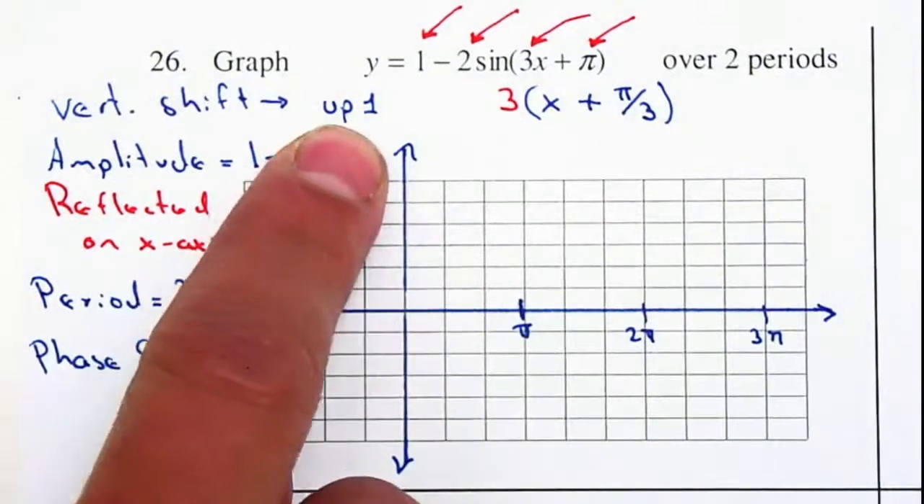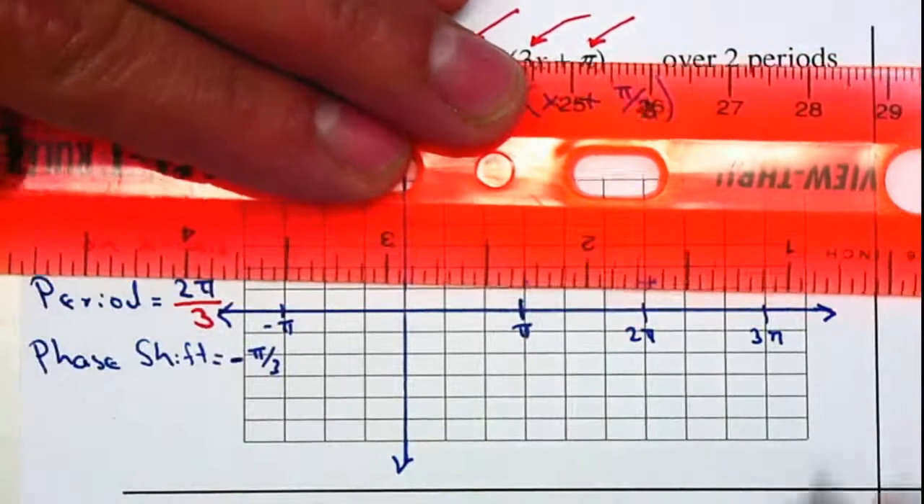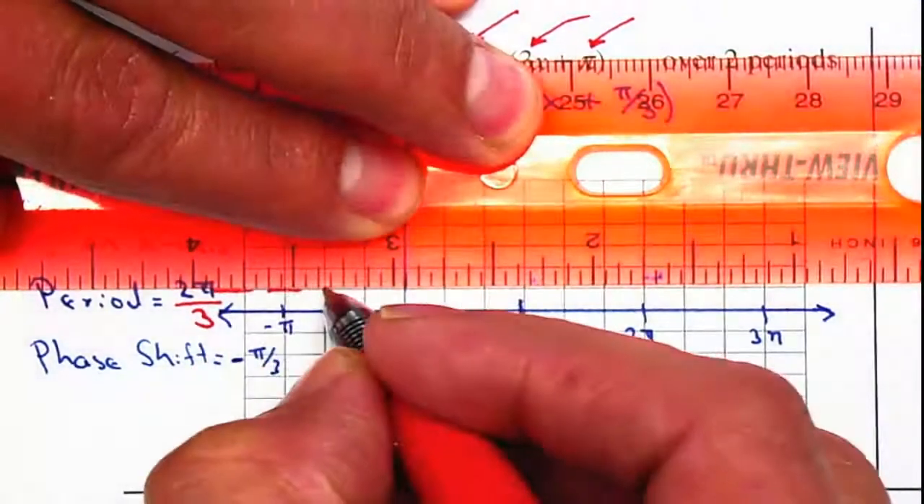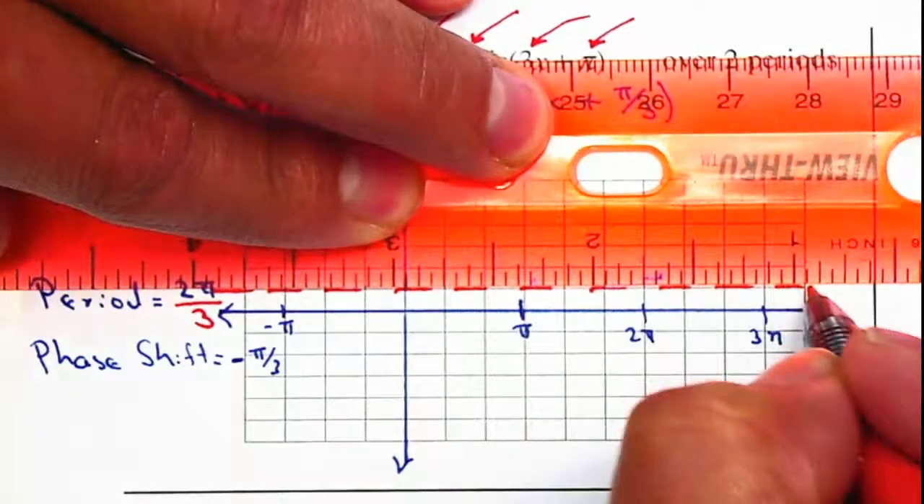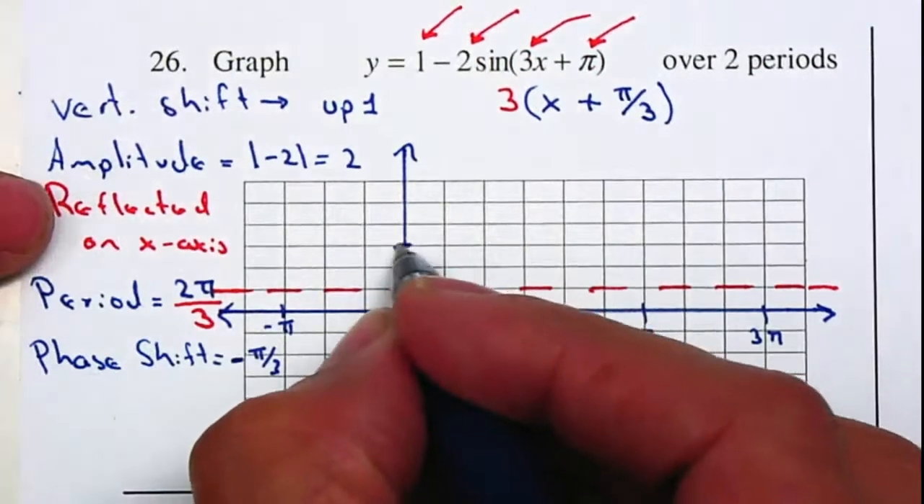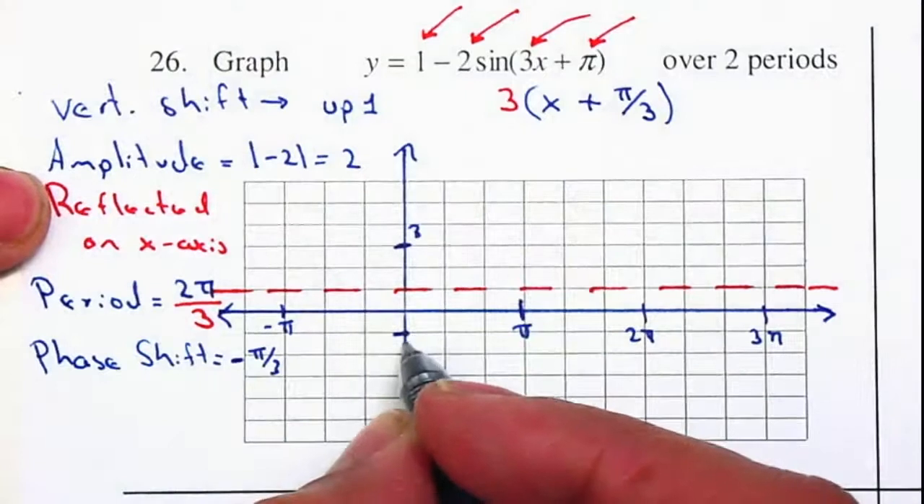First, my vertical shift is up 1, so therefore I'm making my new axis be up 1. This will be my new axis, where my sine will be based. My amplitude is 2, so from here I'm going to go up 2 and down 2. So I'm going to go up to 3 and down to -1.